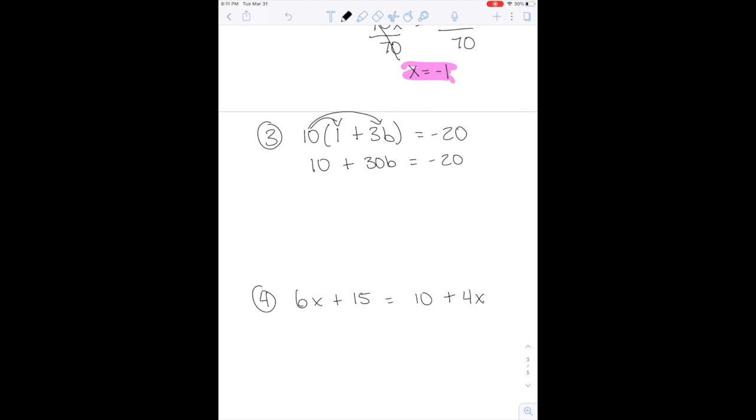So from here, I want to get the friends back together, and that's the 10 and the negative 20. So I'm going to subtract 10 from both sides. And remember, when you subtract from a negative, it gets even larger negative. So it's negative 30. We're getting further away from 0. We're losing more money. Last step, divide by 30, and b equals negative 1.